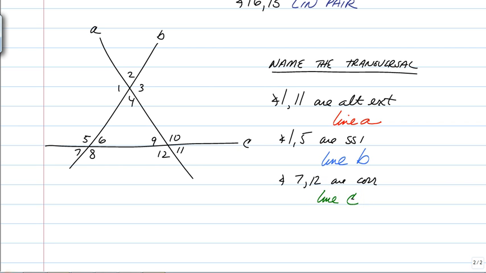Okay, so that's it. Those are some angles and some lines, and the next video is going to start talking about what kind of relationship in measurement do they have when these lines are parallel. Okay, so we're going to be talking about that in the next video. Otherwise, you're done for now.